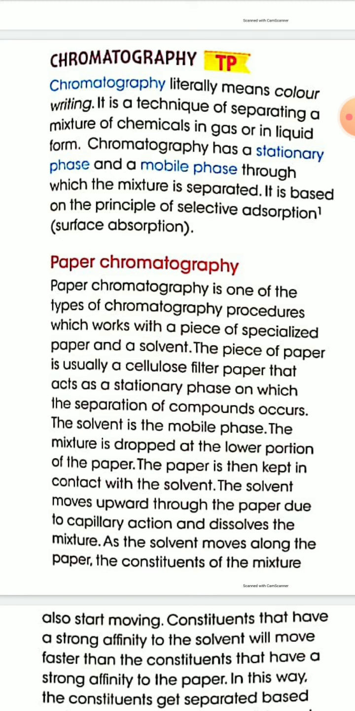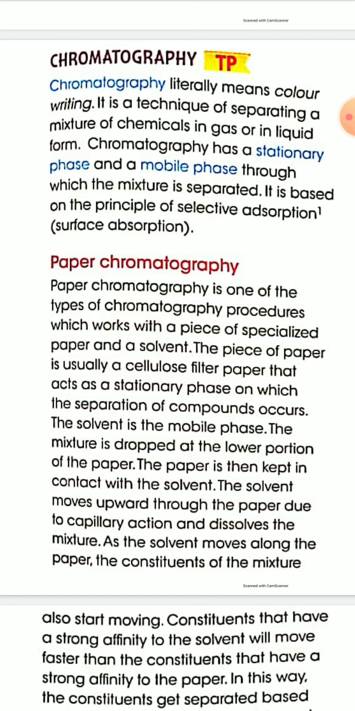Chromatography has a stationary phase and a mobile phase through which the mixture is separated, and it is based on the principle of adsorption. The principle of chromatography is selective adsorption, that is, selective adsorption of one component of a mixture by the stationary phase.